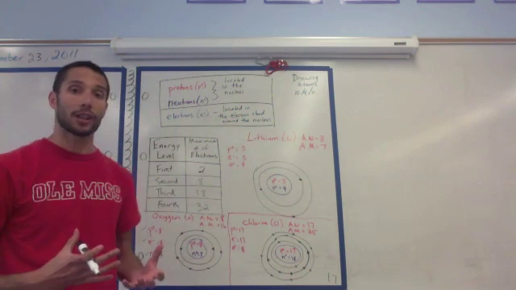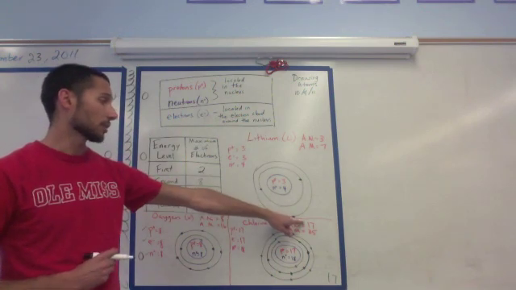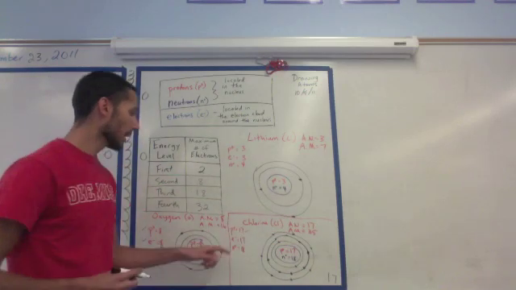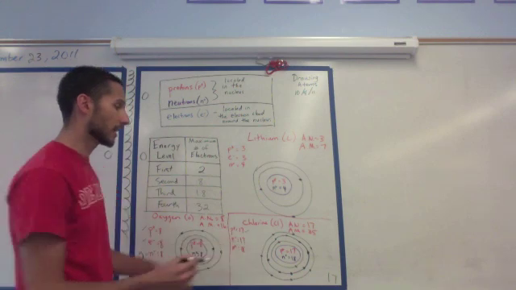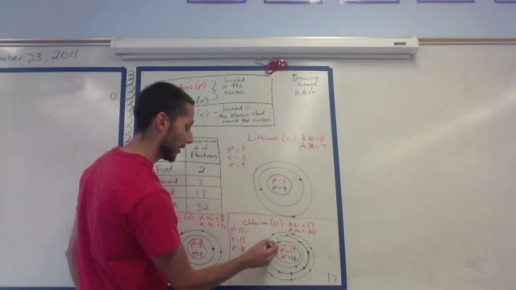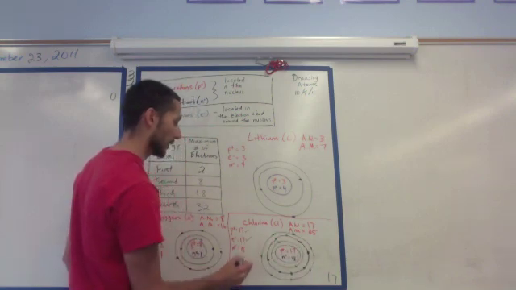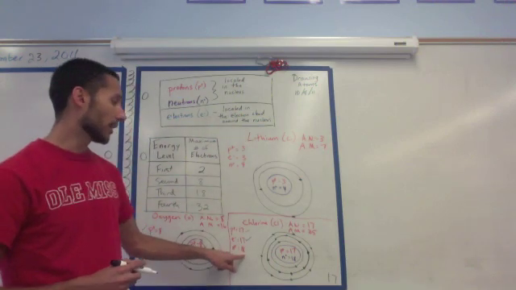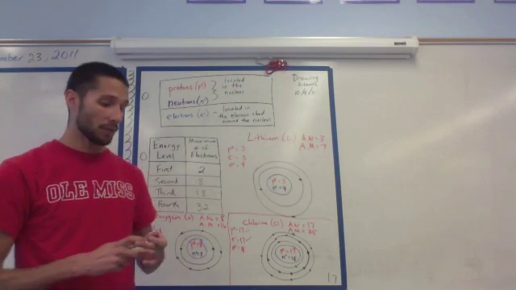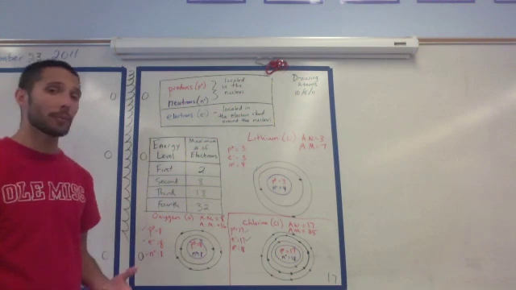Okay, gotta go back and check myself, make sure I'm good. Chlorine, atomic number is 17, so I should have 17 protons in the nucleus. Check. 17 electrons in the electron cloud, or the outer orbitals. 1, 2, 3, 4, 5, 6, 7, 8, 9, 10, 11, 12, 13, 14, 15, 16, 17. Check. And 18 neutrons in the nucleus. 18 neutrons. Perfect.